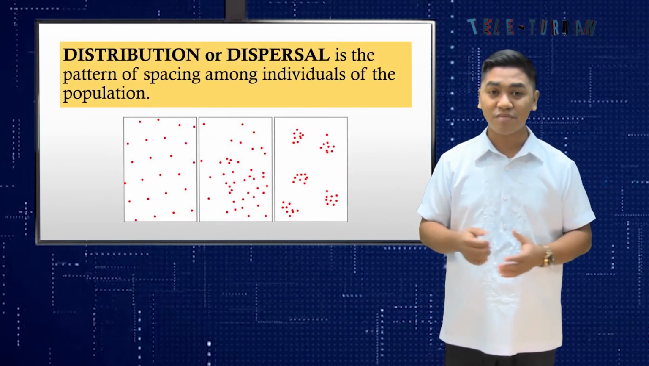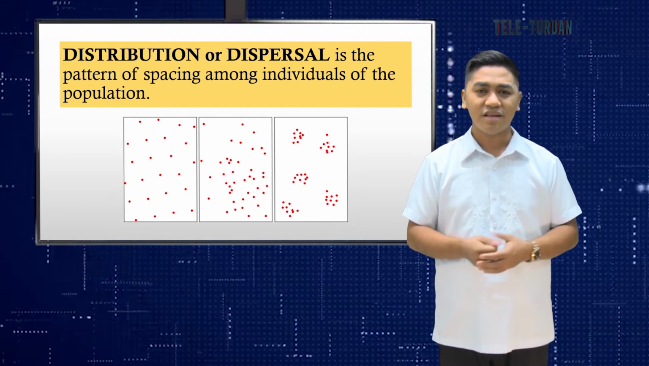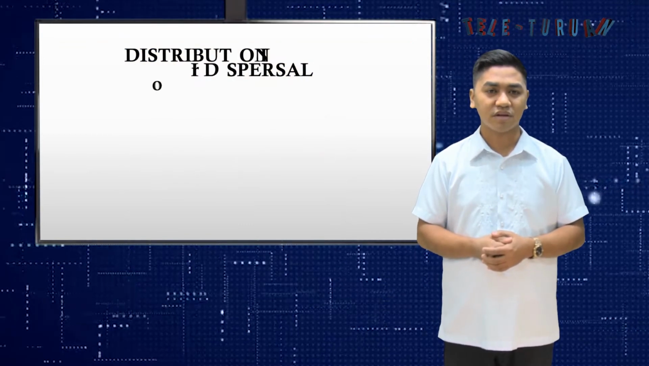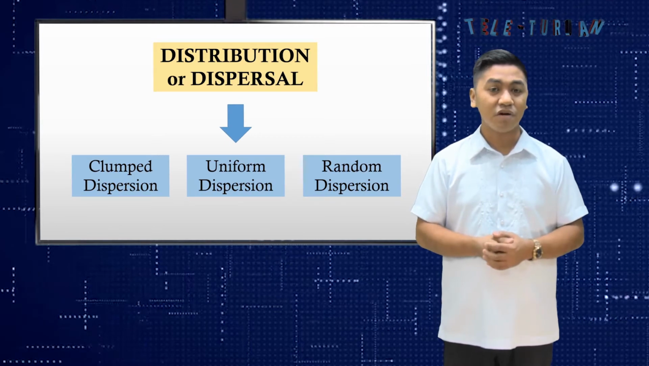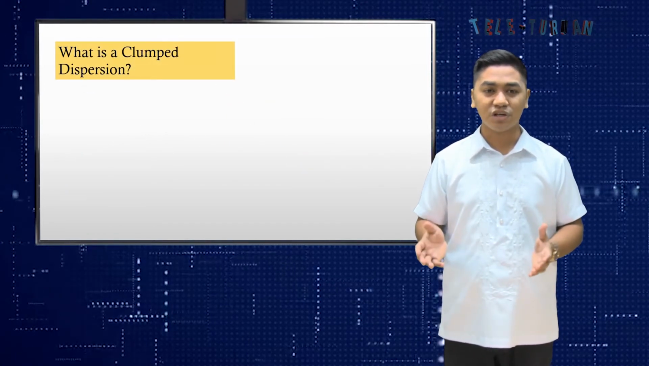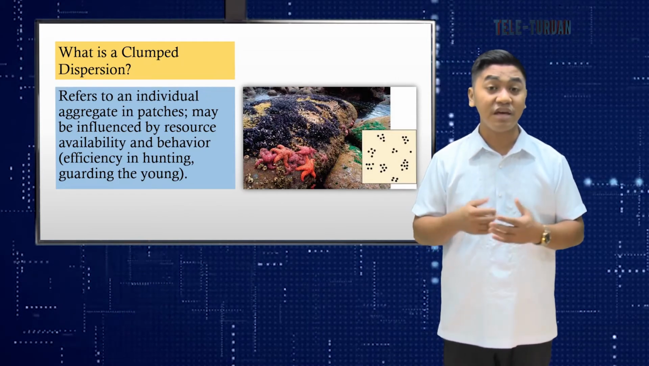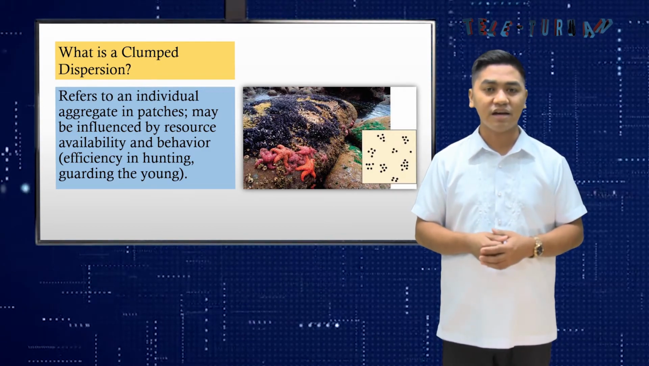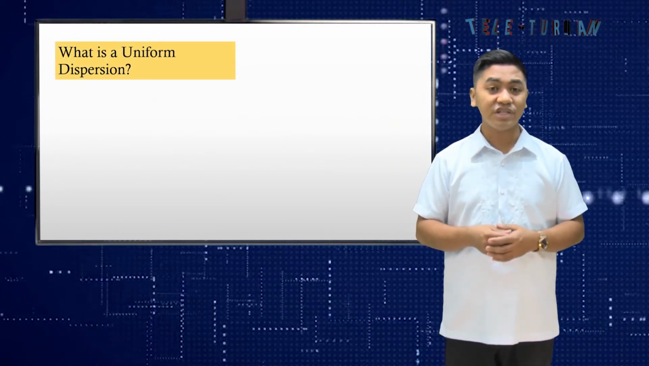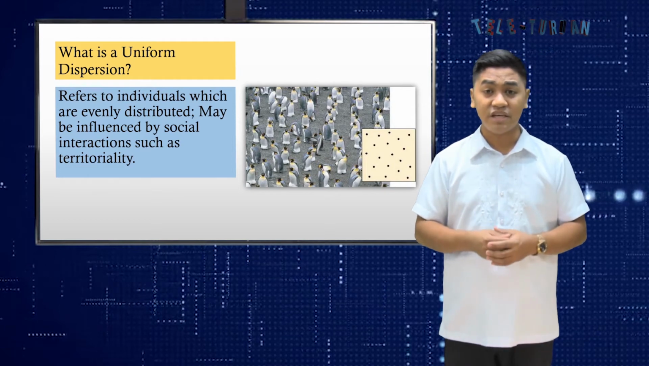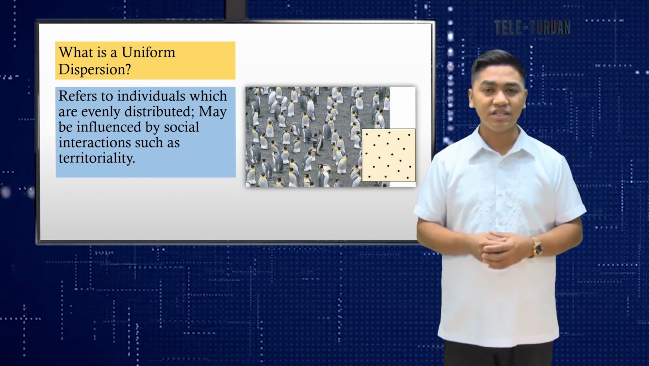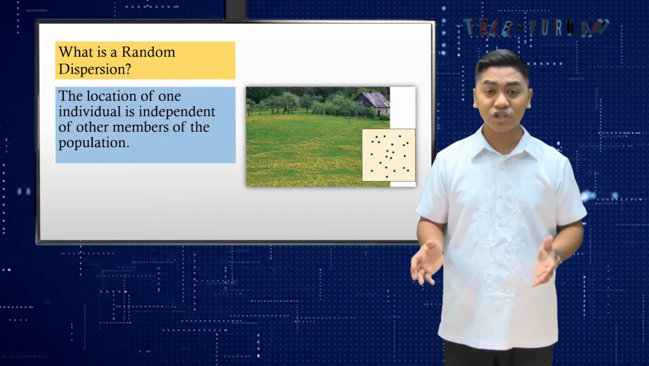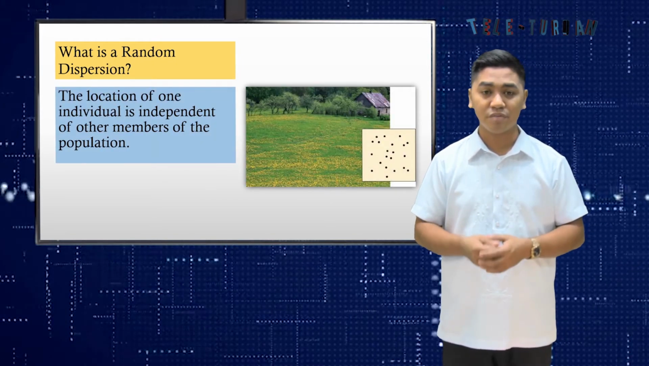This time, let us talk about distribution or dispersal. Distribution or dispersal is the pattern of spacing among individuals of the population. There are three types. The first one is clumped dispersion. In clumped dispersion, individuals aggregate in patches that may be influenced by resource availability and behavior, like efficiency in hunting and guarding the young. Second is uniform dispersion. Individuals are evenly distributed here. It may be influenced by social interactions such as territoriality. And third is the random dispersion. The location of one individual is independent of other members of the population.